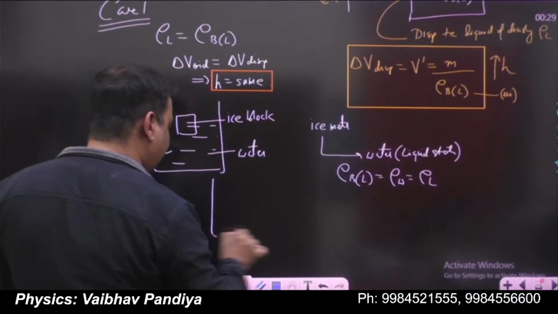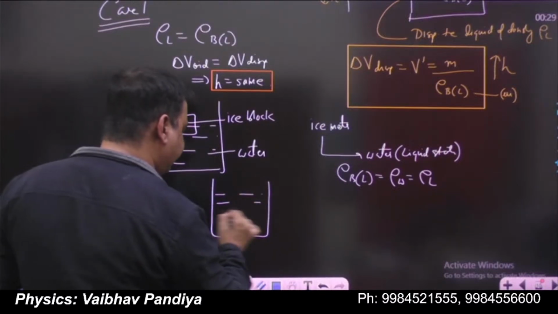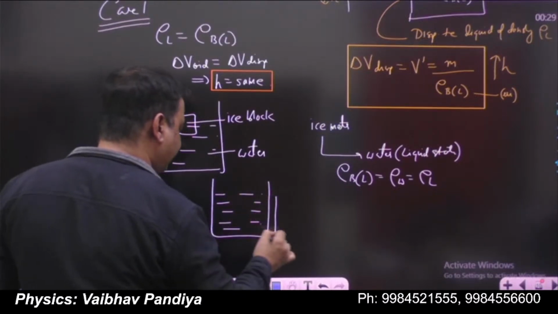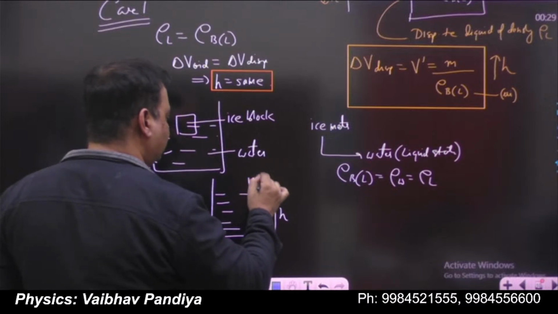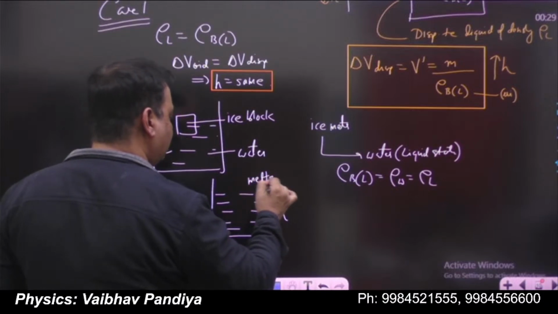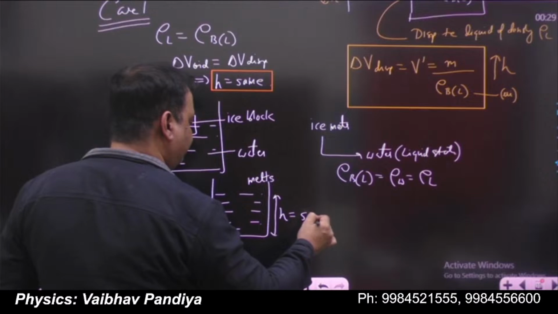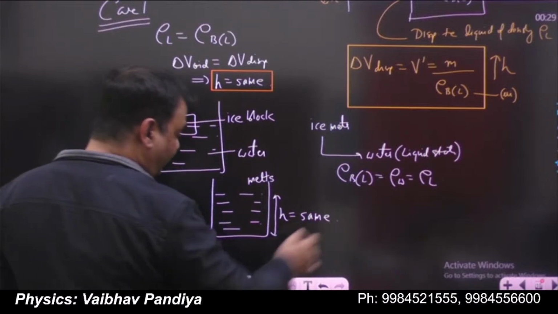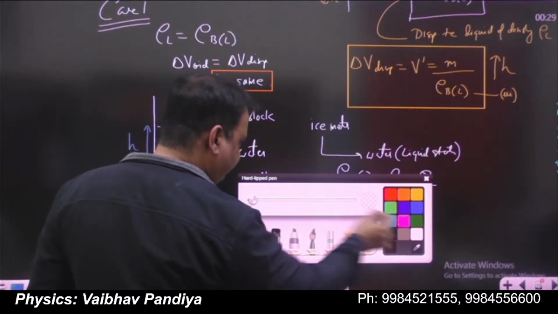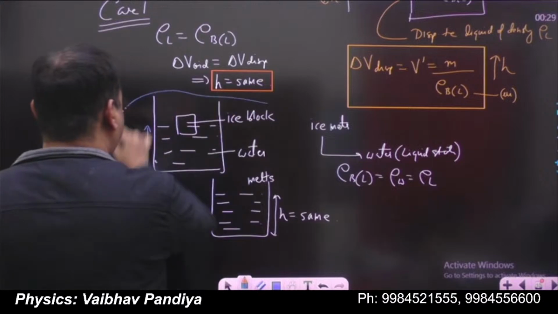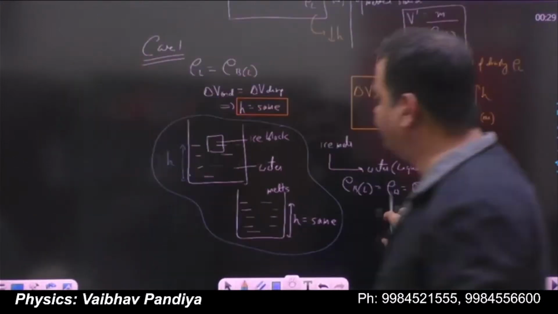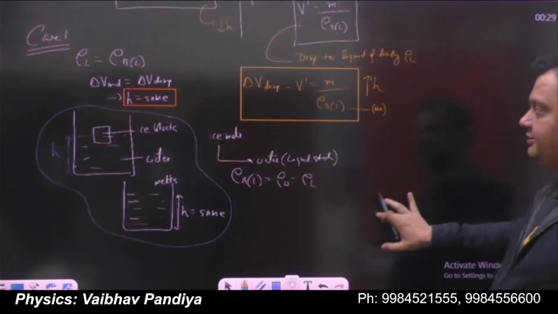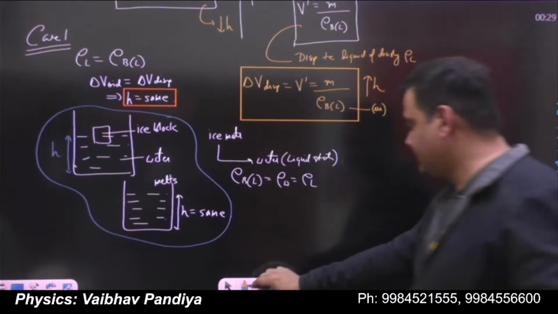So when the ice will melt, this is a very important thing. Also keep it on fingertip. When the ice will melt, H will remain the same. If it is water, if it is some other liquid, then it will of course change. If you are considering the ice block in water, then there will be no change in the level of the water on melting of ice. Okay, this is the first case.